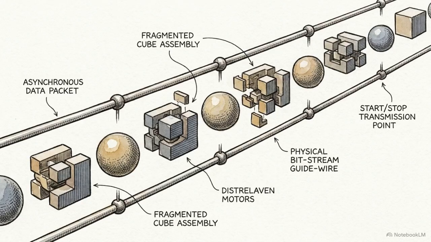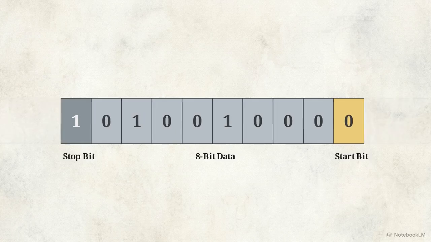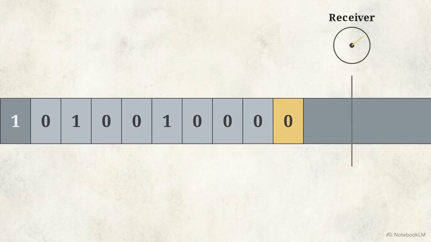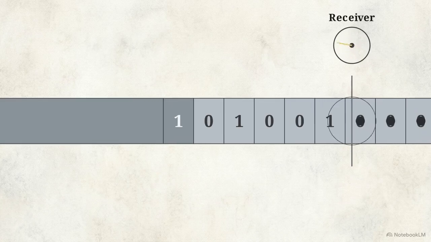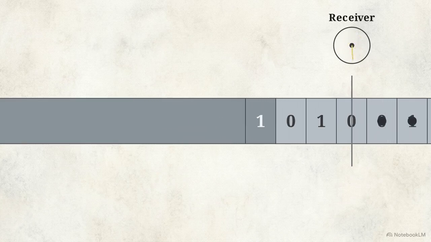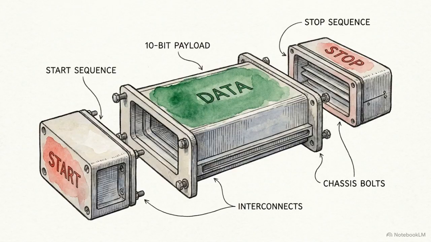The simplest solution for this timing drift is asynchronous transmission. Rather than sending a continuous stream, this method breaks data into single character chunks. Each 8-bit character is packaged between start and stop bits. When the receiver detects that start bit, it resets its internal clock, ensuring it stays in phase for the next 8 ticks of data. This constant resetting comes at a high price.